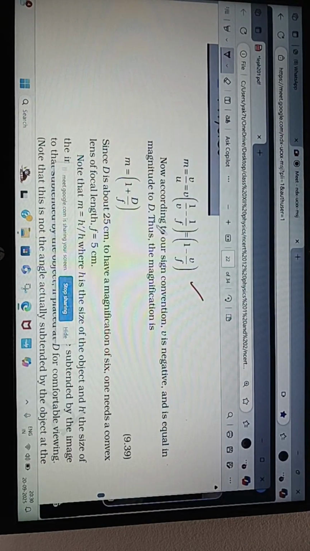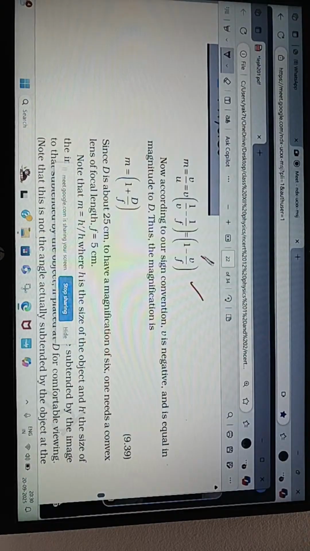How does this minus become plus d? Because if you have 1 by v minus 1 by u is equal to 1 by f, if you take v to the right hand side, you'll get minus 1 by u is equal to 1 by f minus 1 by v. And then if you take minus sign common, you get 1 by u is equal to 1 by v minus 1 by f.